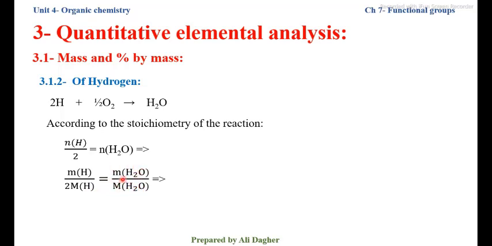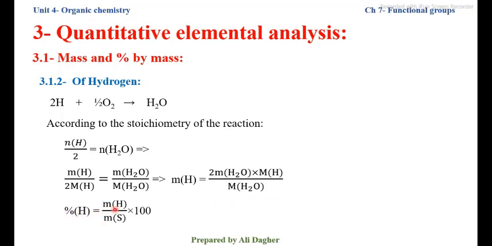Also, mass of H2O is given, and molar mass of hydrogen equals 1, molar mass of H2O equals 18. Then we can deduce the mass of hydrogen according to the relation: mass of hydrogen equals 2 times molar mass of hydrogen times mass of H2O over molar mass of H2O. And after that, we can deduce the percentage by mass of hydrogen, which equals mass of hydrogen over mass of the organic substance, where hydrogen is found, times 100.